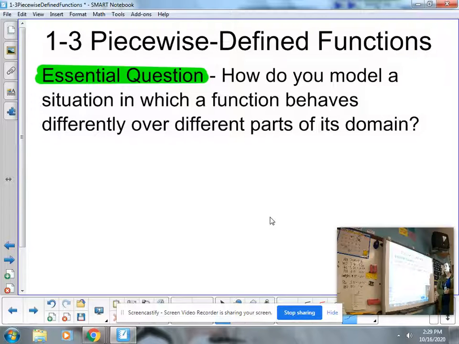This video is going to go over 1-3 piecewise defined functions. We're going to be doing a few different things with these, but mainly we're going to focus on graphing piecewise functions from an equation and writing the equation based on a graph that's given.